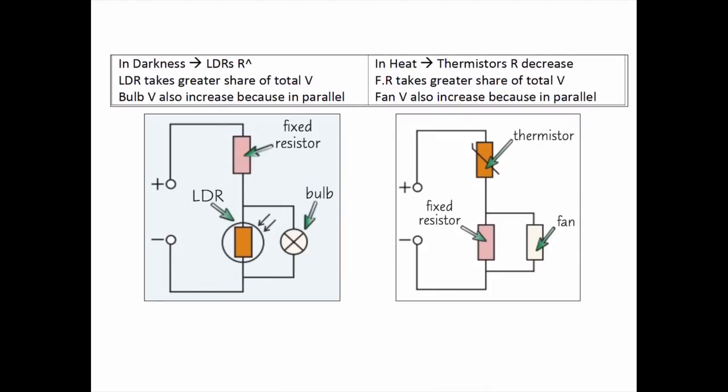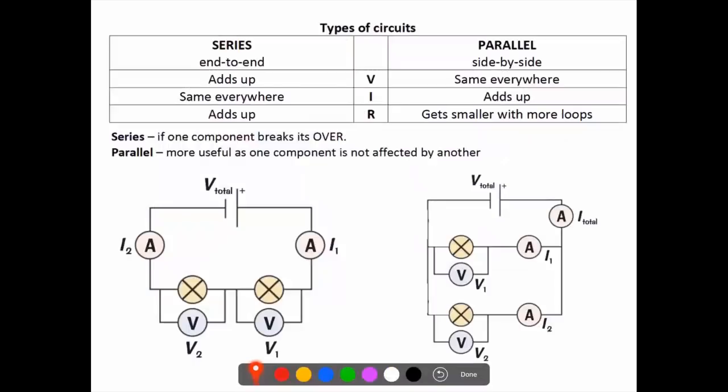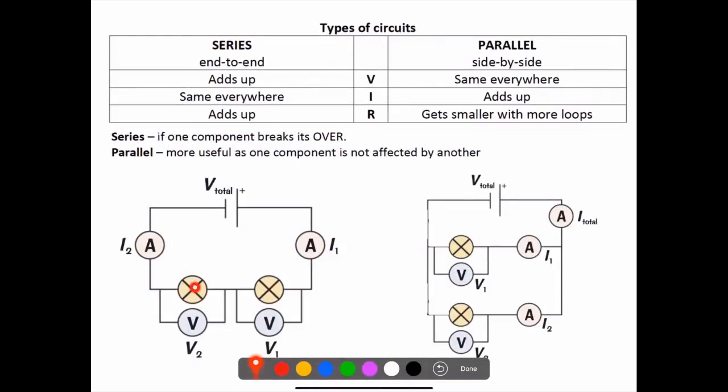All right, moving on. You have 2 types of circuits. We have series and parallel. So if you look over here, these components are end to end, making them a series circuit. Whereas over here, the components are side to side. So that is a parallel circuit.